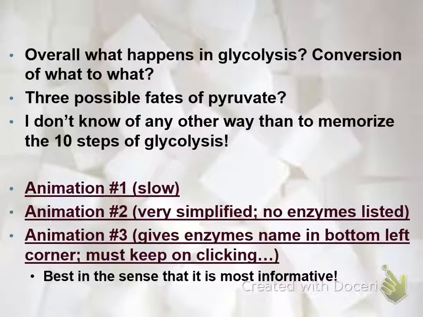Nope. There we go. All right, so in general, I want you to know overall what's going to happen in glycolysis. So what converts to what? There are 3 possible fates for pyruvate. You're going to know all 3 of these possible fates. And I don't know any other way other than just to memorize the 10 steps of glycolysis. Once again, once you learn the logic behind it, it starts to make sense. Perhaps it just starts to make sense after looking at it for 20 years.